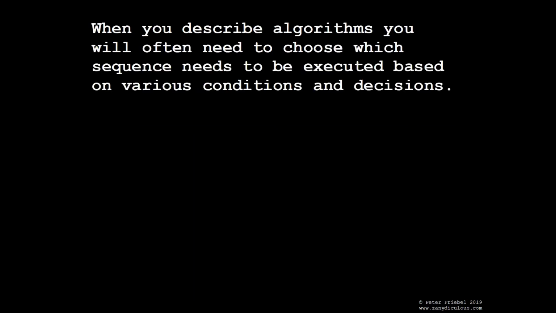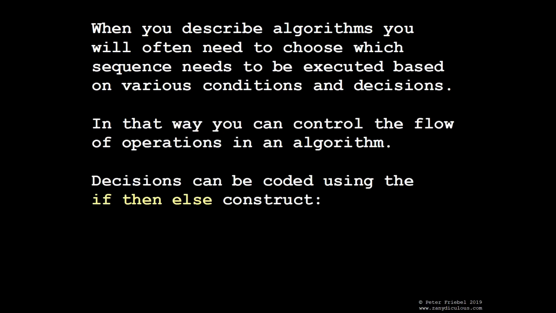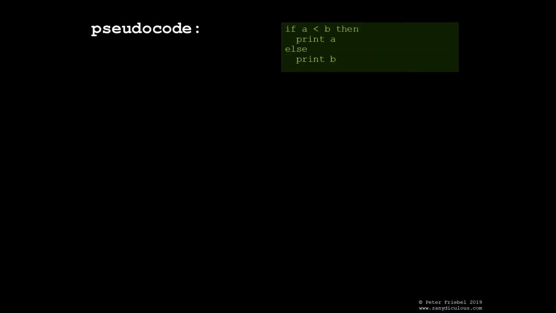When you describe algorithms, you will often need to choose which sequence needs to be executed based on various conditions and decisions. In that way, you can control the flow of operations in an algorithm. Decisions can be coded using the if-then-else construct. In pseudocode, we have already seen it, or partly, and you would write down: if A is less than B, for instance, then print A. Of course, this is an example. Else, print B.